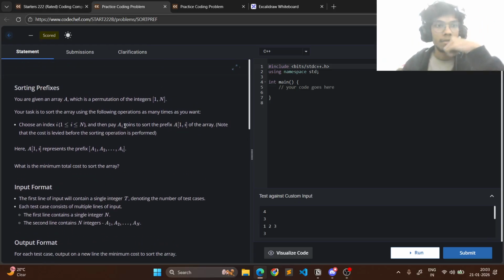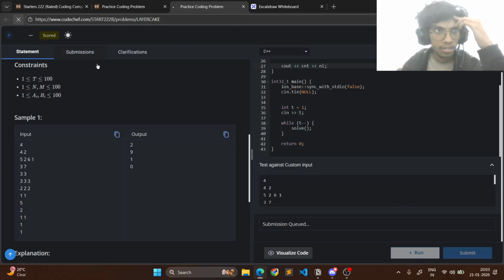You're given an array which is a permutation of integers from 1 to N. Your task is to sort the array using the following operation as many times as you want. Choose an index i and pay A_i coins to sort the prefix from 1 to i. The cost is levied before the sorting operation is performed. Find the minimum cost to sort the array.